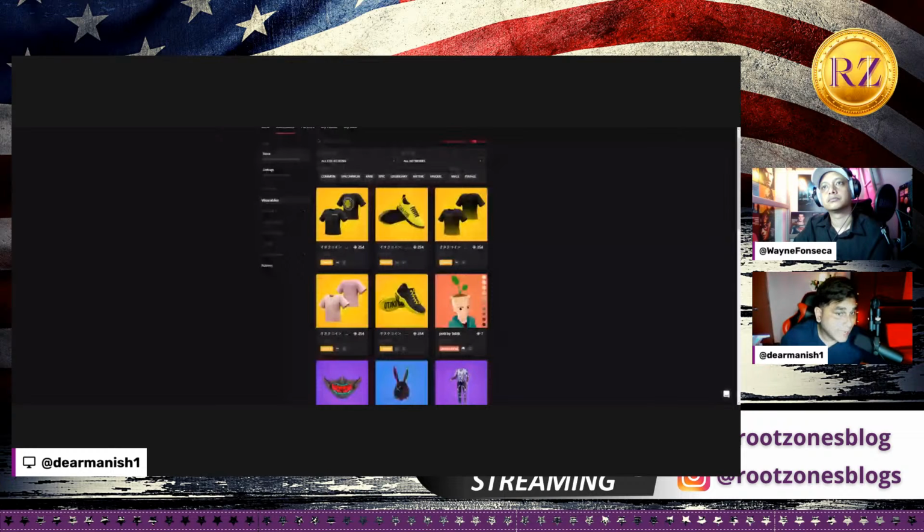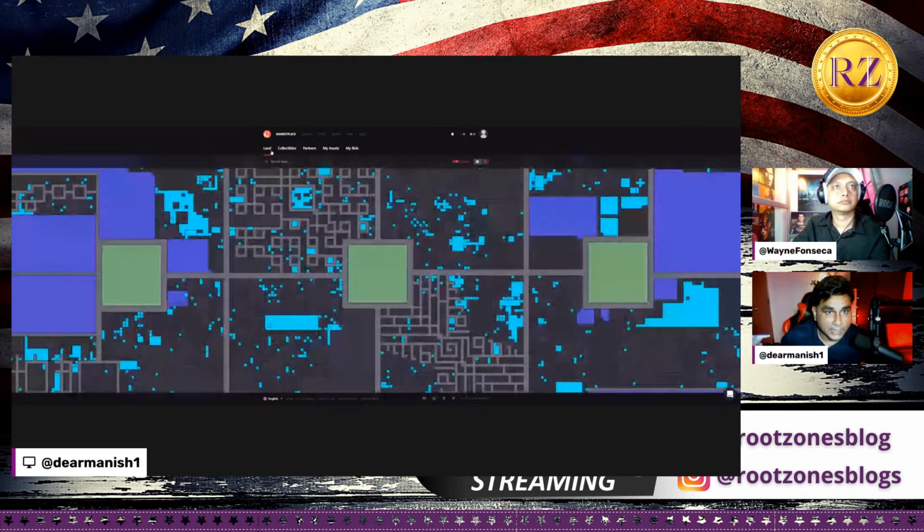There is a view called the Atlas view. The Atlas view gives you a bird's-eye perspective of every district, road, estate, parcel, and plaza in Decentraland. So let's see how this Atlas view works. Okay, you see, this is the Atlas view of the land.